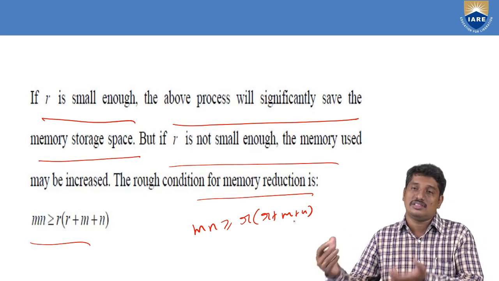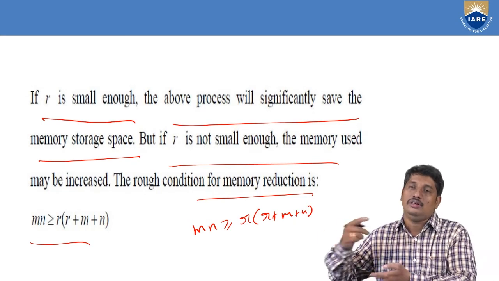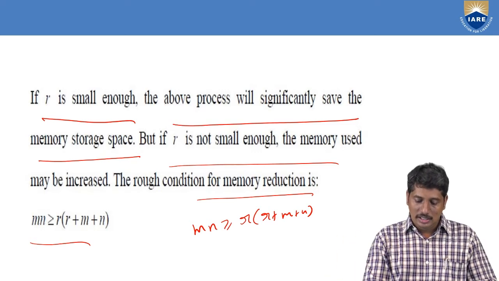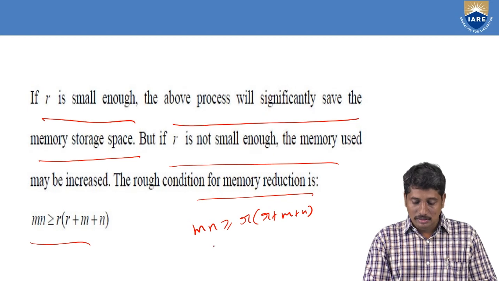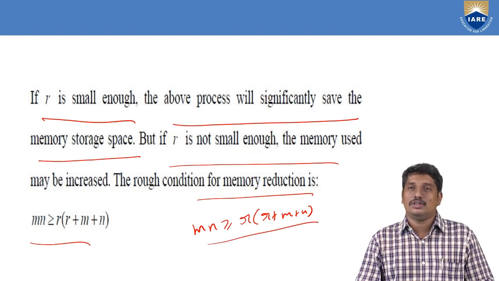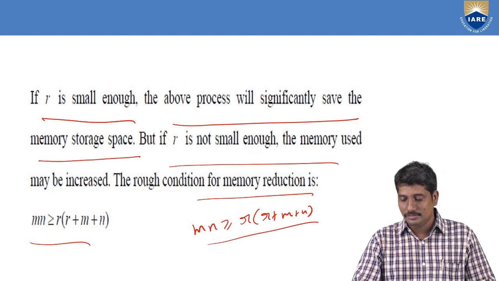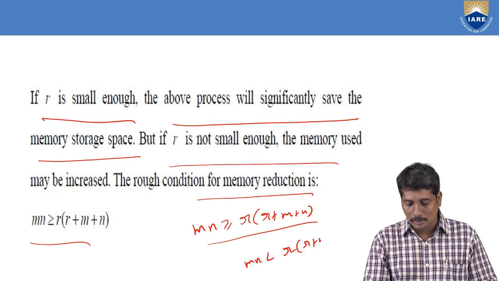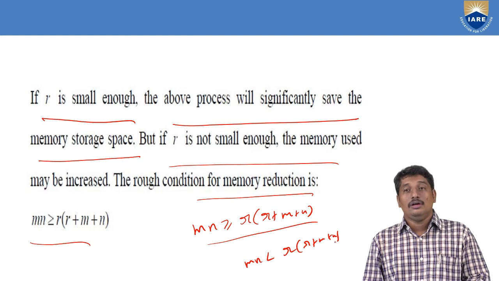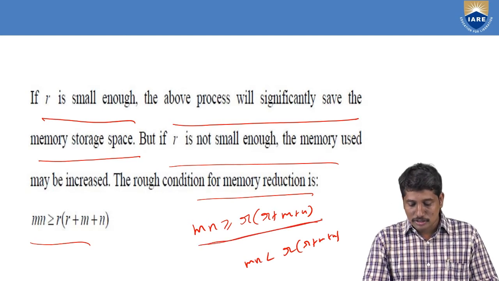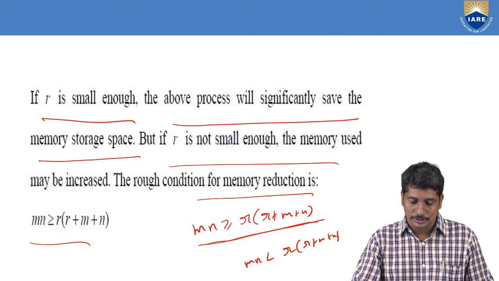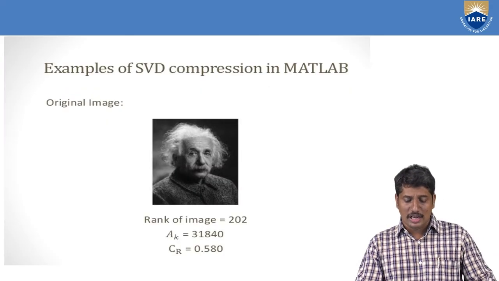further decomposition, further singular value decomposition. You can re-decompose, and you can go for the iterations until this condition fails. That means whenever mn is less than R times (R plus m plus n), then you can stop the decomposition. But whenever mn is greater than or equal to R times (R plus m plus n), you have to go for further decomposition.